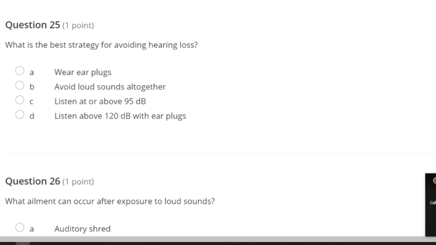What is the best strategy for avoiding hearing loss? A, wear earplugs. B, avoid loud sounds altogether. C, listen at or above 95 decibels. Or D, listen above 120 decibels with earplugs. Yeah, the best way is just to avoid loud sounds altogether. But in a professional audio context, oftentimes your best bet is to wear earplugs.